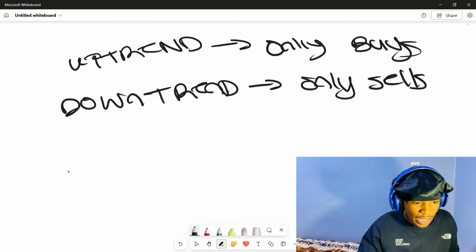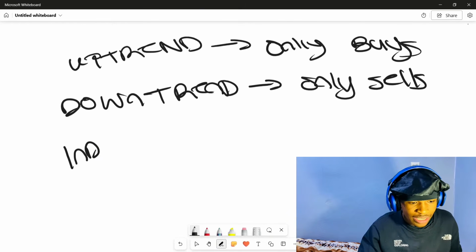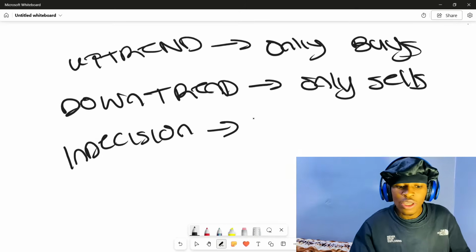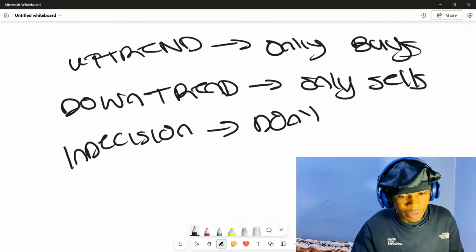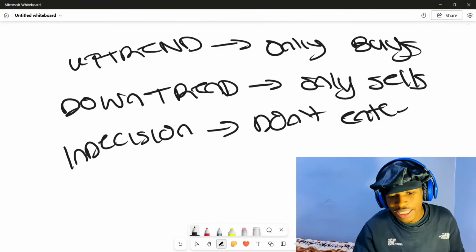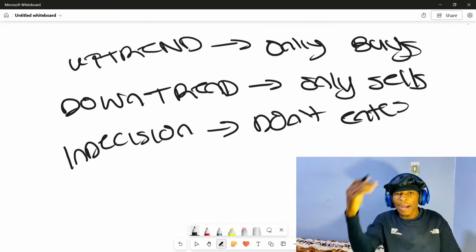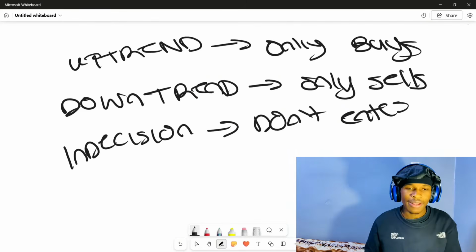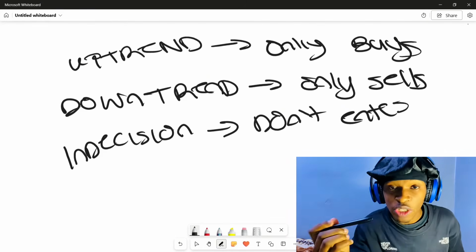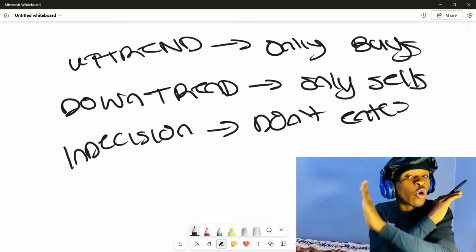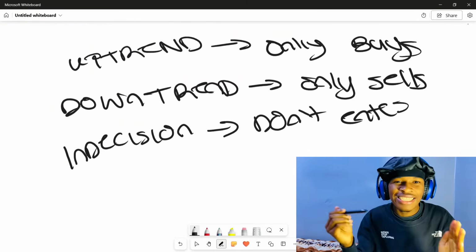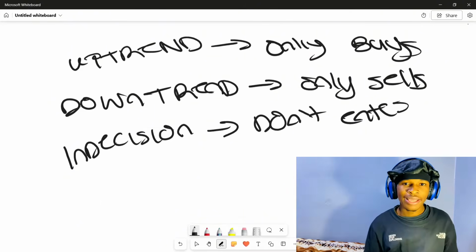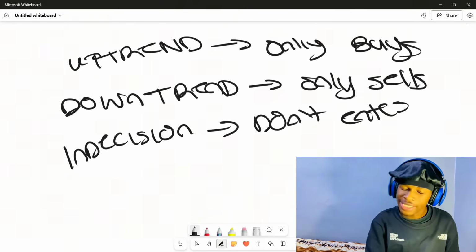Now on indecision, we don't enter. Don't enter, because you'll be caught buying in a range. What I'm saying is, don't go against the trend. Never go against the trend. It's as if the market is saying buy when you want to sell, and sell when you want to buy.